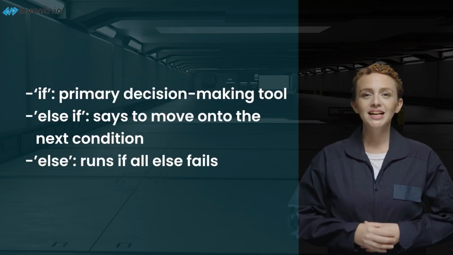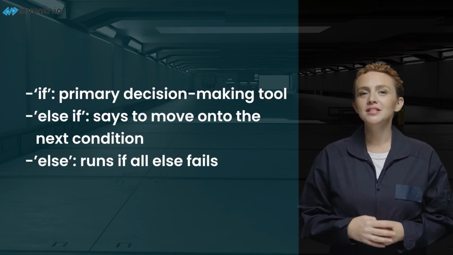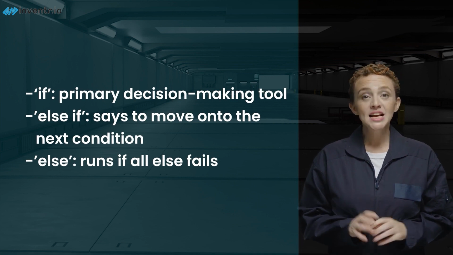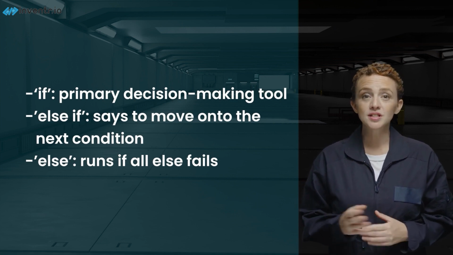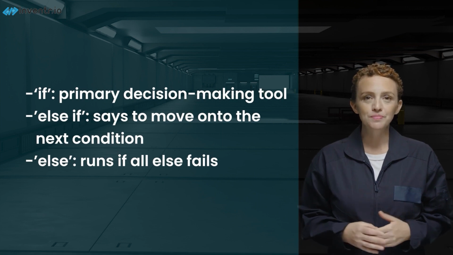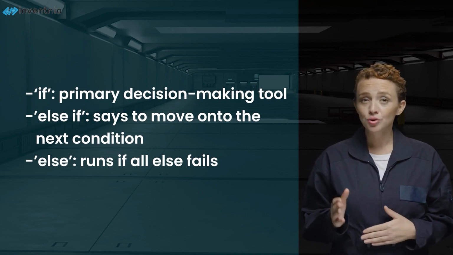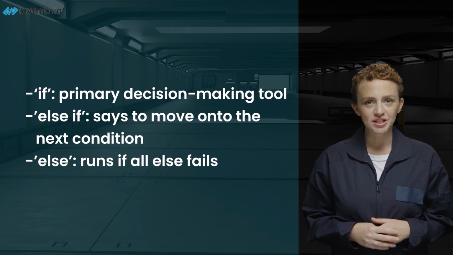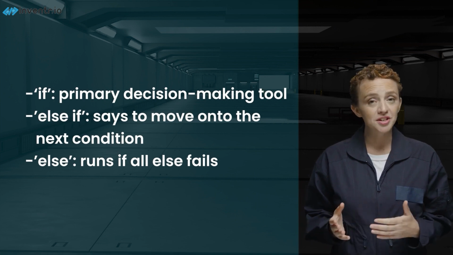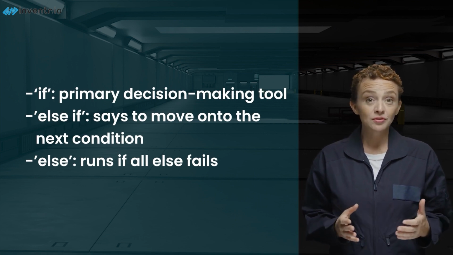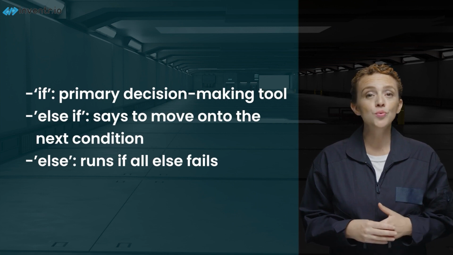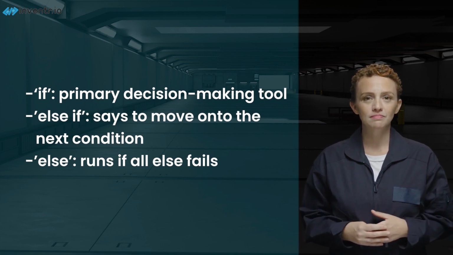Let's break them down. If. This is the primary decision-making tool in your code. If a certain condition is true, then some code will run. For example, if oxygen levels are less than critical, we initiate emergency procedures. This only happens if the condition is true. If the oxygen levels are measured to be fine, the code within the if statement is ignored.